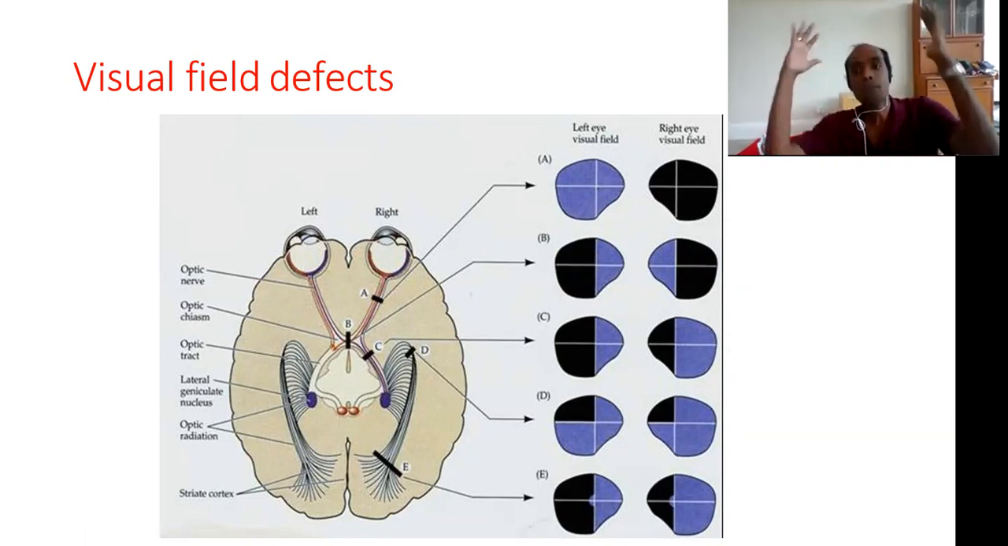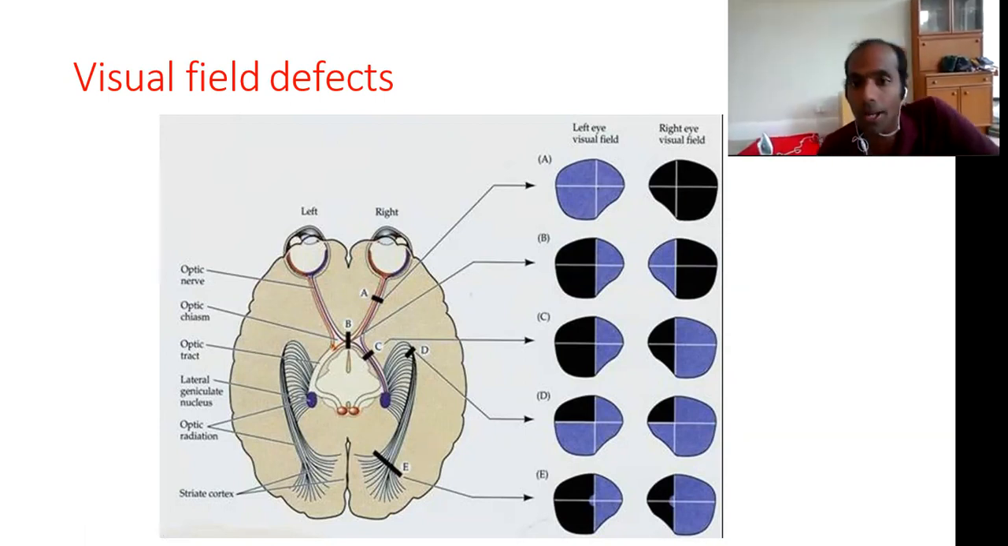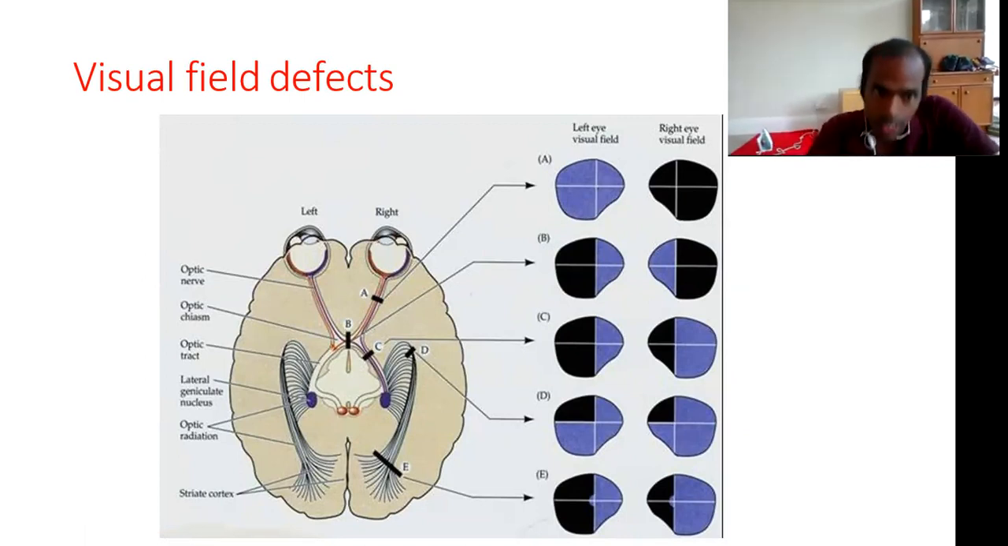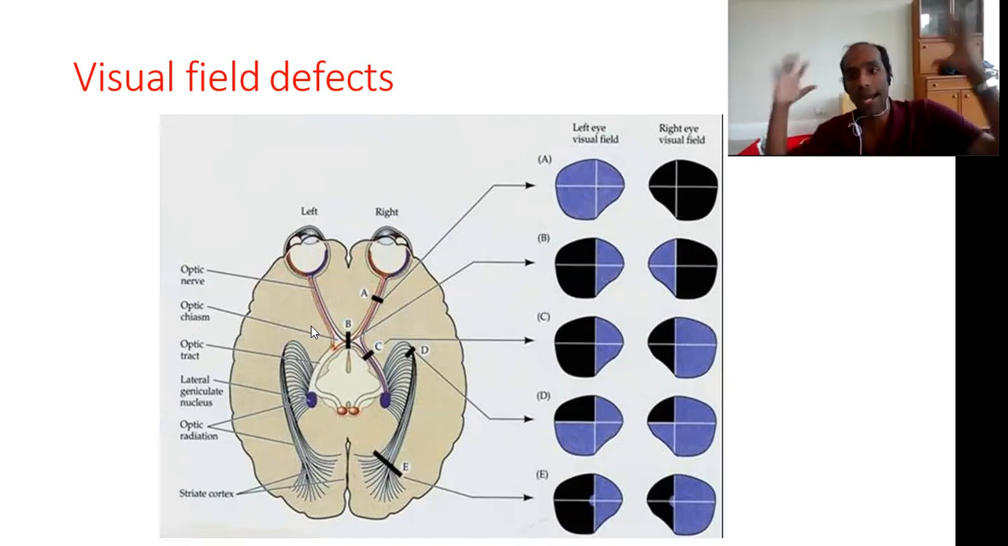And this is bitemporal hemianopia. Where the patient cannot see the two temporal sides of the visual field. This is called bitemporal hemianopia.